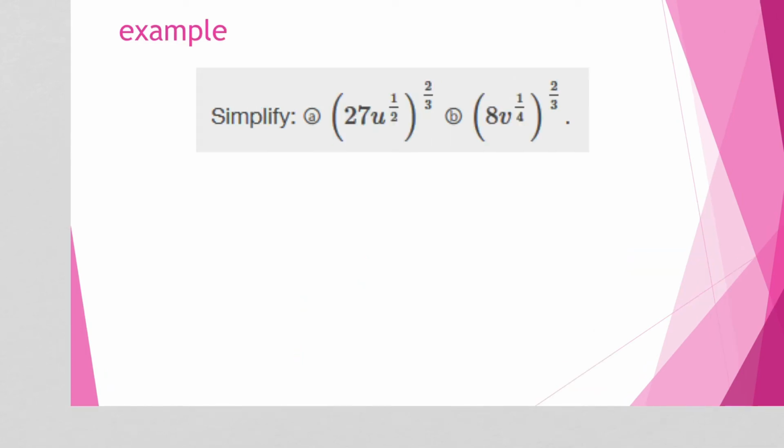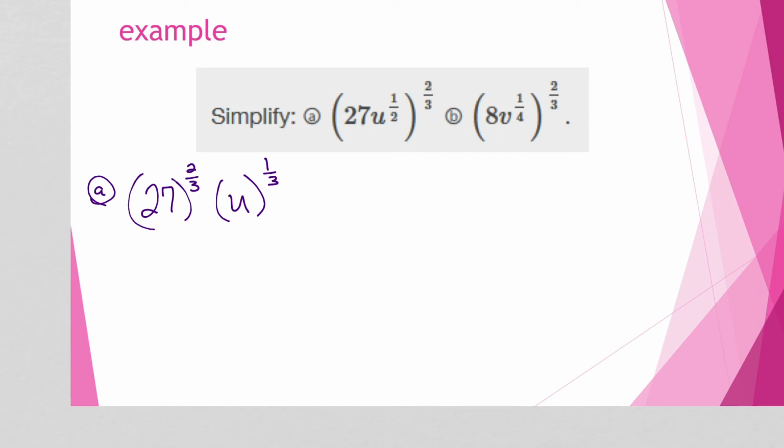All right, so the rule says if we have something inside parentheses and we're raising it to a power, we take each piece and raise each factor to that power, okay? And then whenever you have a power to a power, you have to multiply those powers together. So on part A, we would have 27 to the 2/3 power, and then we would have u to the, whenever we multiply those together, we get 2/6, which is 1/3, okay? So I'm going to change that to 1/3.